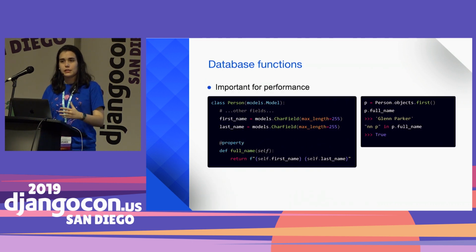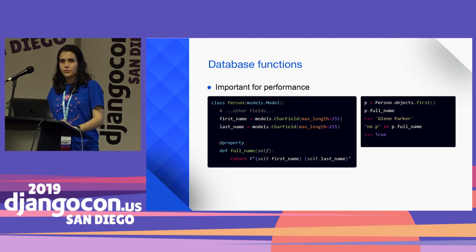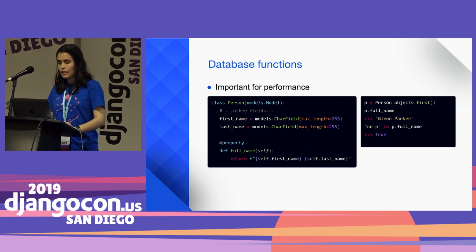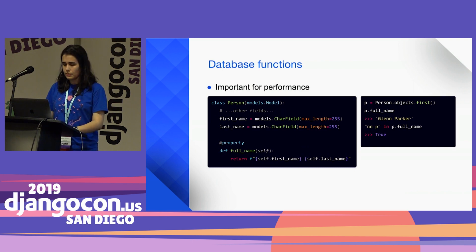Database functions used with annotations are a very important resource, especially when performance is needed. So another good example: we have our person model here, and it has two fields, first name and last name. And I want to search for a string in their full name, so adding a property would do the trick. I just have to load every person into memory and do the search. But there's a problem here. Since it's a property, it cannot be used in queries. So if I want to do a search in everybody's name, in this scenario, I will have to load everyone into memory. That's not what I want.